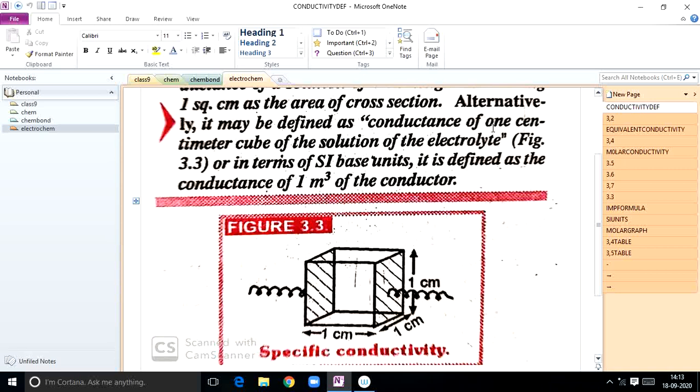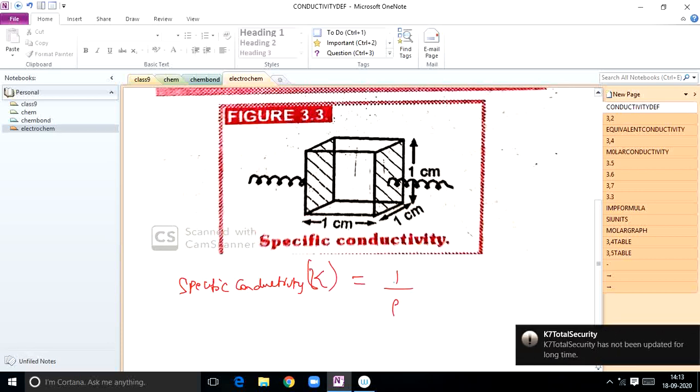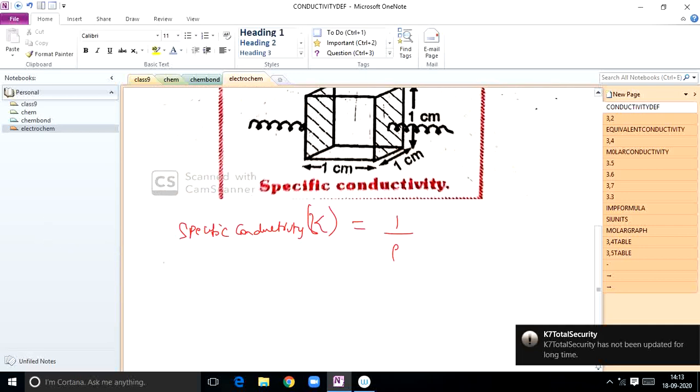So specific conductivity kappa, K, we can call specific conductivity, it is denoted by kappa, is equal to 1 by rho. Rho means specific resistance, is equal to 1 by rho. So what are the units here? What are the units for this?